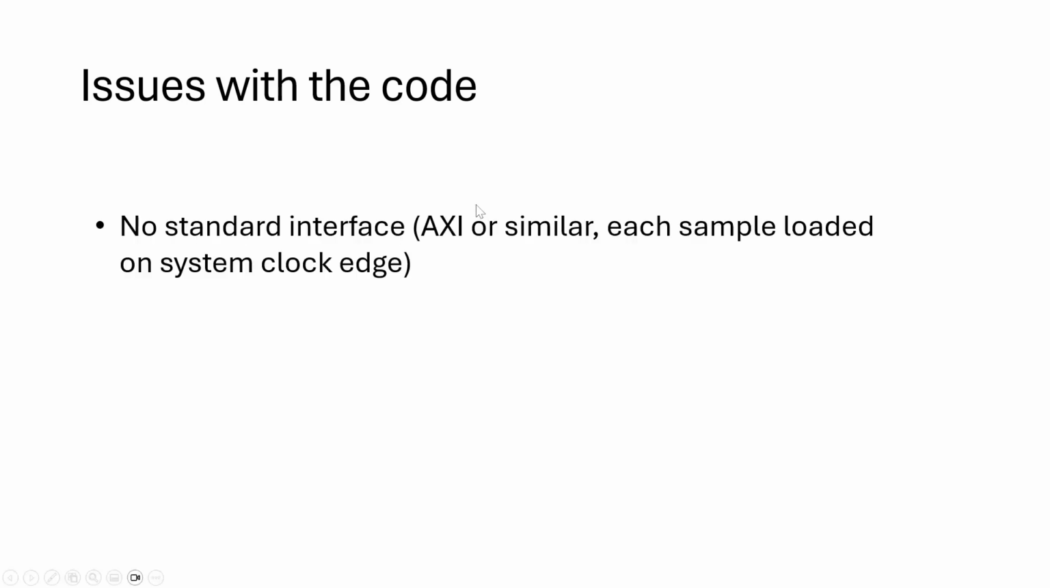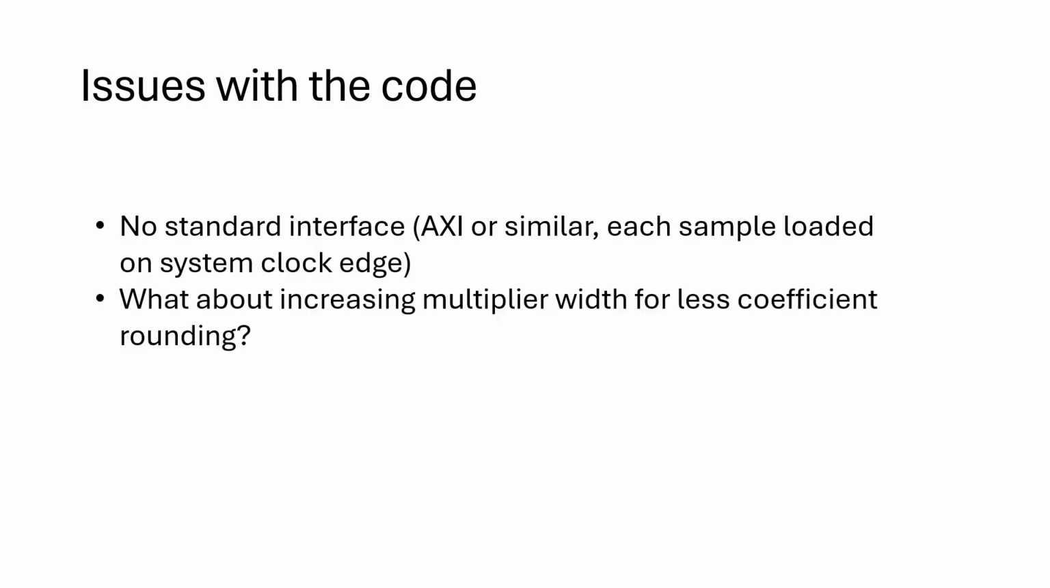Okay, so what are the potential issues with this code that we just built? It's simple and easy to understand, and it does work, but there are a couple issues with it. The first one is that there's no standard interface. There's no AXI interface or similar. Each sample is going to be loaded on the system clock edge. So what if you needed to have an ADC that was running significantly slower than your system clock? You could run into issues with this. And then as well as interfacing to other sensors, let's say you had in your SoC design some things that were outputting samples on an AXI stream, you wouldn't be able to interface with that.